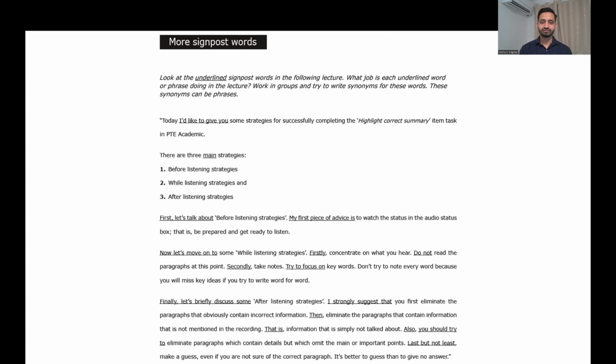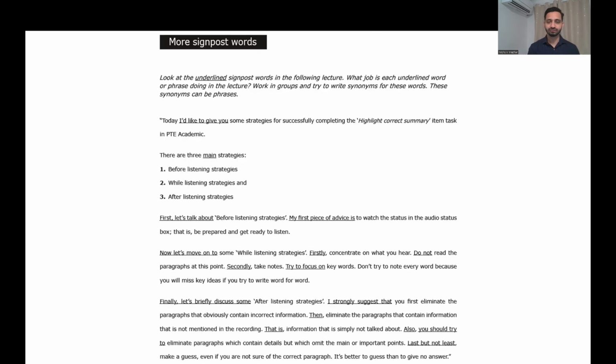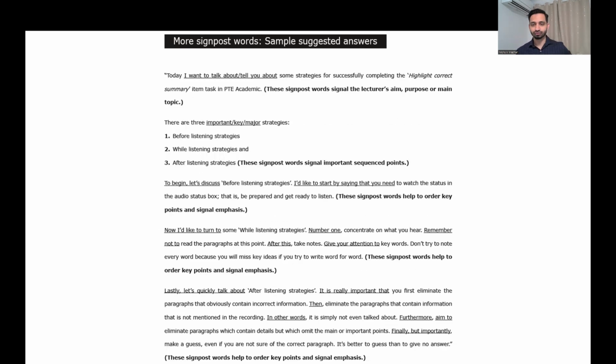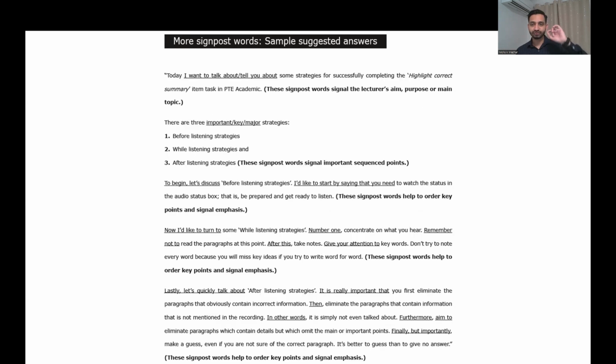So instead of "firstly", I can use "number 1, concentrate on what you hear". Instead of "do not read the paragraph", I can say "remember not to read the paragraph". Instead of "secondly", I can say "after this". Instead of "try to focus on keywords", I can say "give your attention to keywords", right? These signpost words help to order key points and signal emphasis as well.